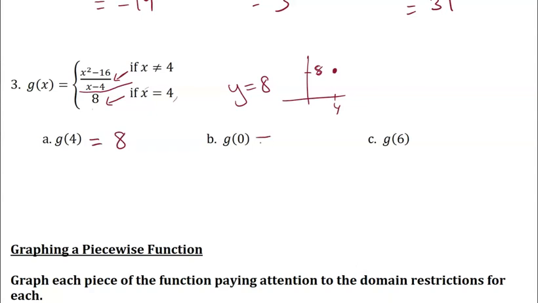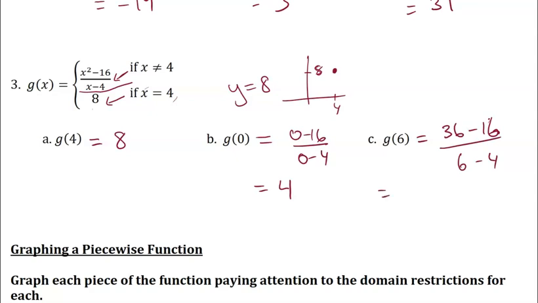Okay, for g of 0, which is not equal to 4, I'm plugging in up here. So I'm going to have 0 minus 16 over 0 minus 4, negative 16 over negative 4 reduces to positive 4. And then for g of 6, this is equal to 6 squared, 36, minus 16 over 6 minus 4. Okay, so I have 20 over 2, which is 10. So g of 6 equals 10.